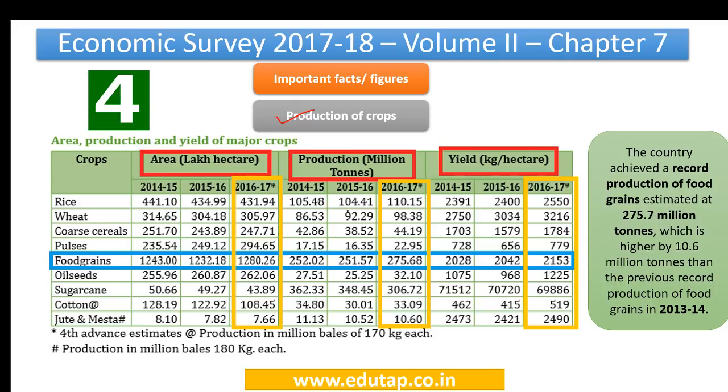You just need to know the latest production in million tons, right? For example, if you come to food grains, you need to memorize the total food grains in million tons, right? 275.68. Your job is done. You need to learn these numbers by heart. There's no other way.